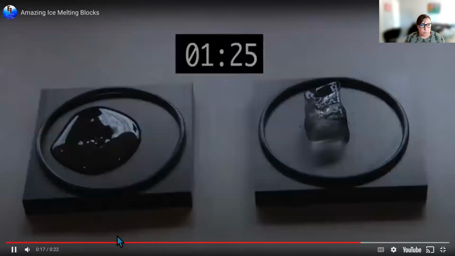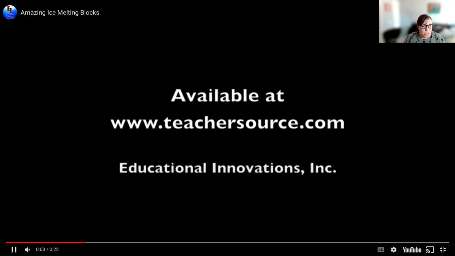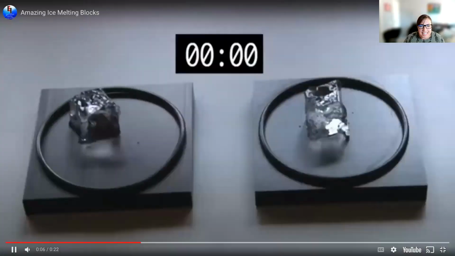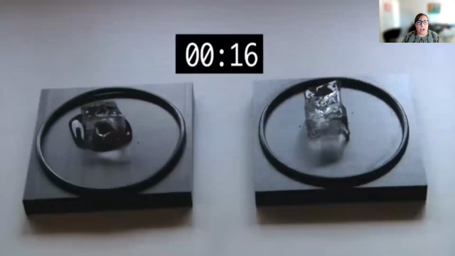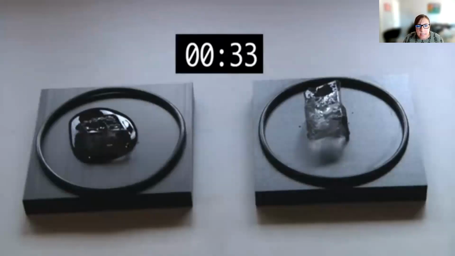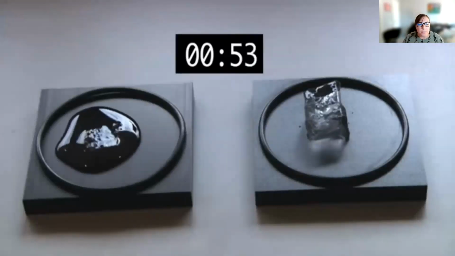So as you look, think about what you are seeing, not what you think is causing it just yet. What do you see? What do you notice?